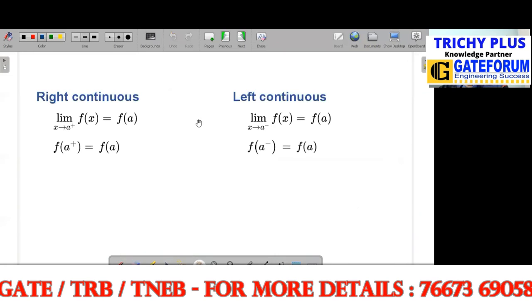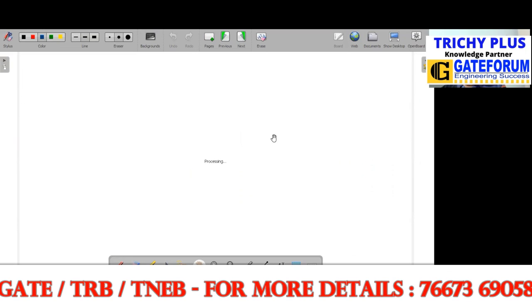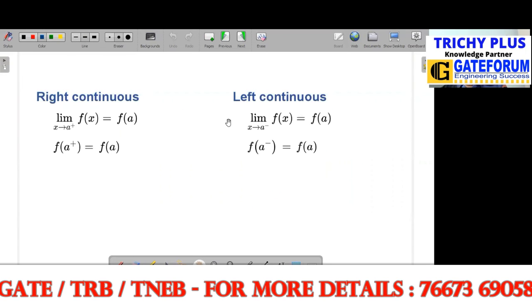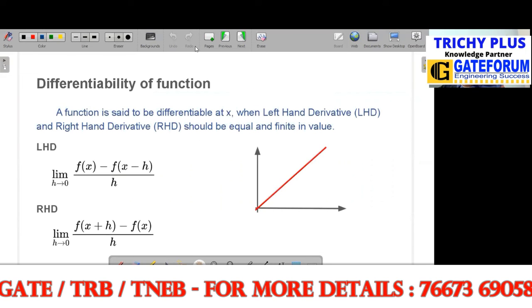So this is about continuity of a function. Further, it can be classified as left continuous and right continuous. Right continuous means a plus, and at the same point you can say it is right continuous. Left continuous means a minus, and at the same point you can say it is left continuous.